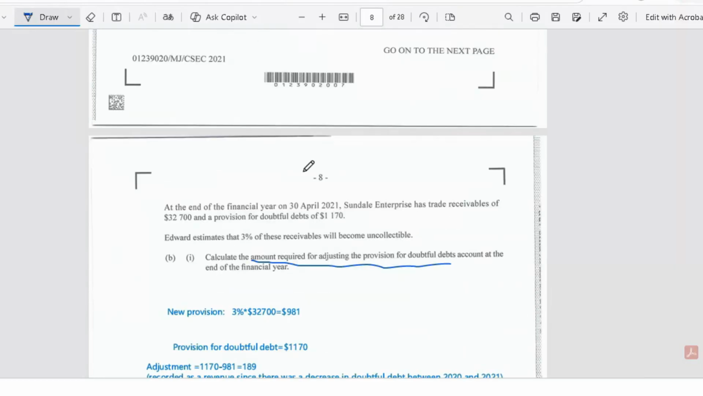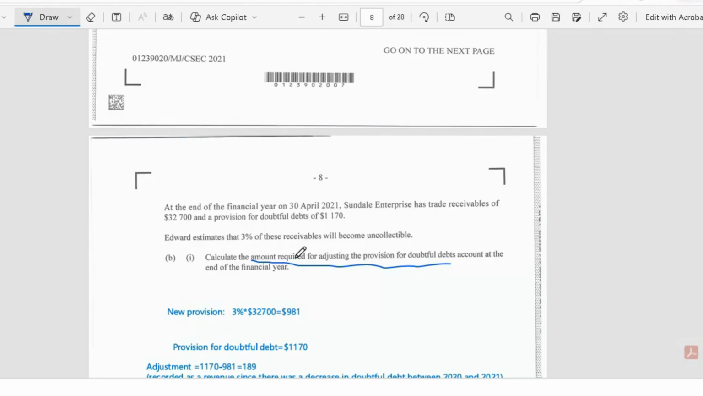Then it says at the end of the financial year, on the 30th of April 2021, Sundell Enterprise has trade receivables of 32,700 and a provision for doubtful debt of 1,170. Edward estimates that 3% of the receivables would be uncollectible. So we should calculate the amount required for adjusting the provision for doubtful debt account at the end of the financial year. Please note that they did not ask us for the new provision, right? They asked us how much we need to adjust it to the new provision.